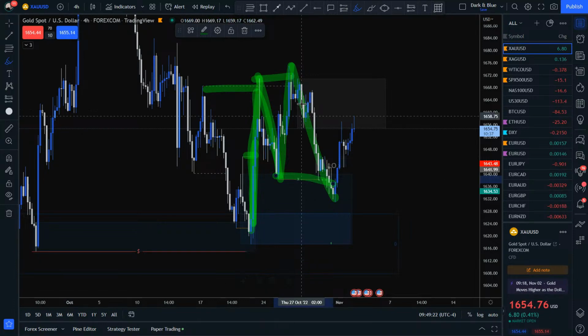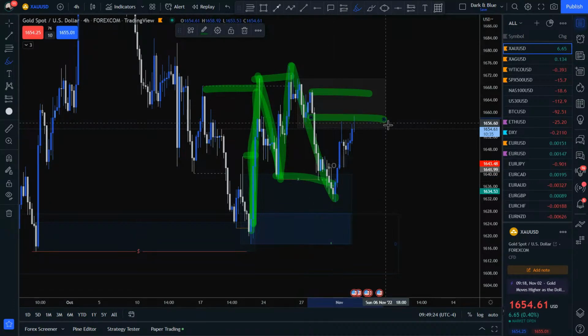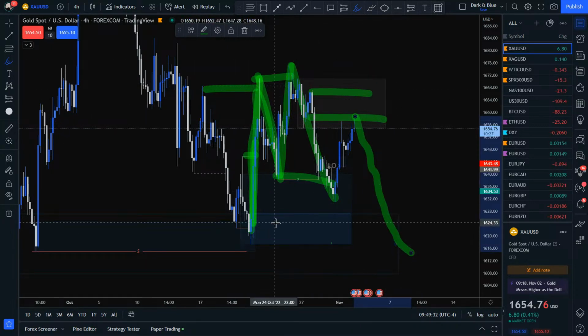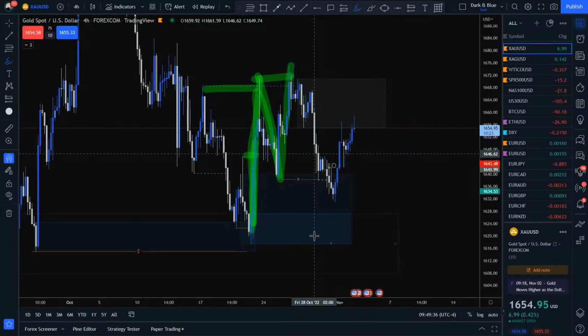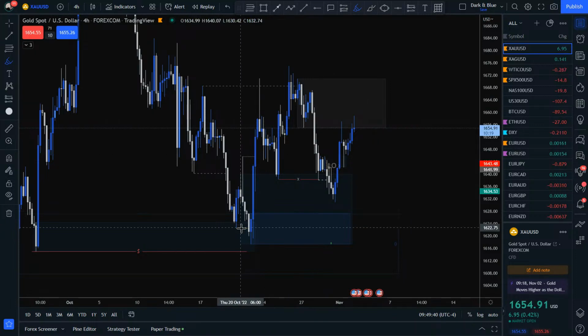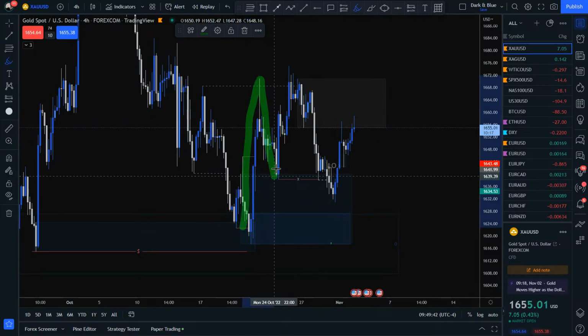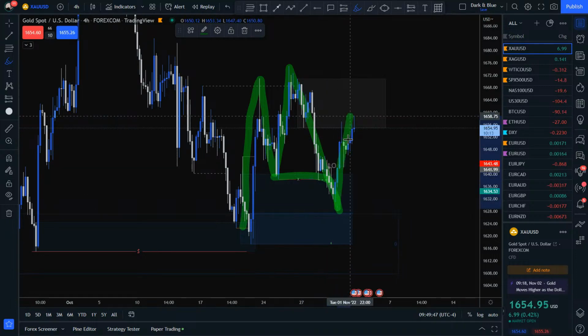What am I looking for? Right here, I'm going to mark the supply within this 4 hour within the daily, and I'm going to be looking for price to come down and sweep these lows. That's what I'm going to be looking for. I'm telling you that right now. That is the entry model: high, pullback, higher high, break of the pullback low, return to impulse.